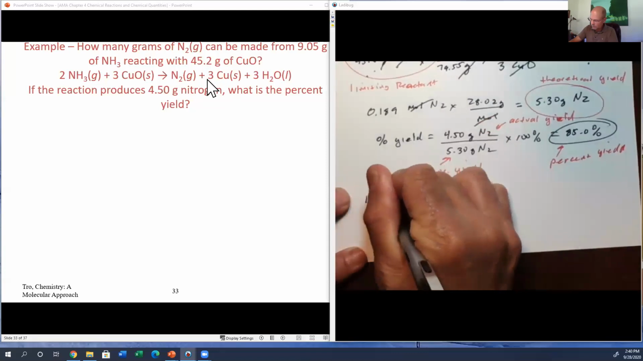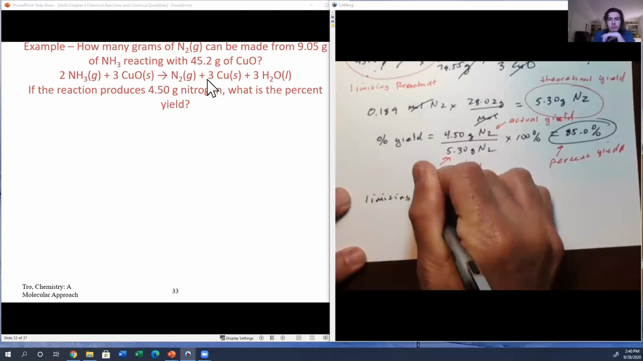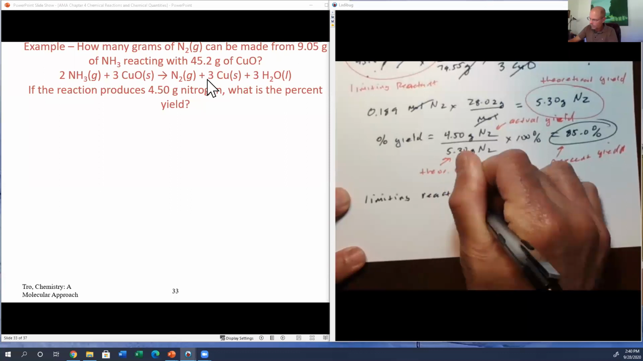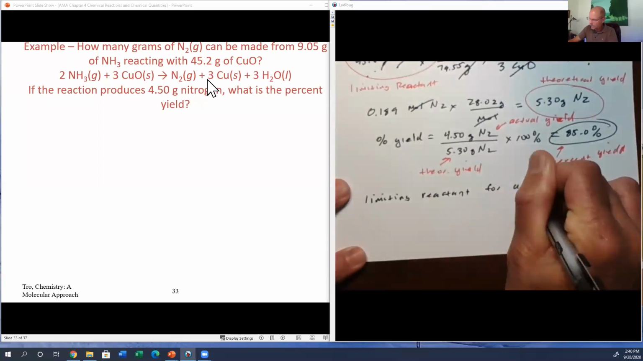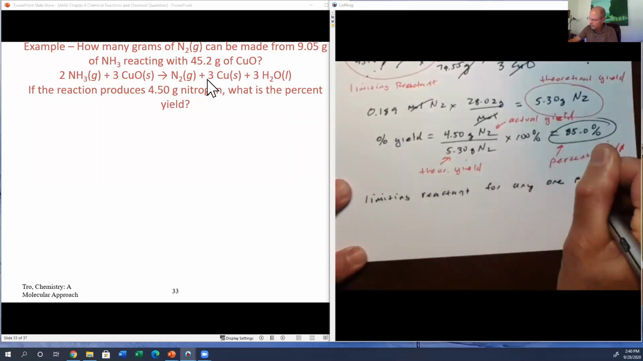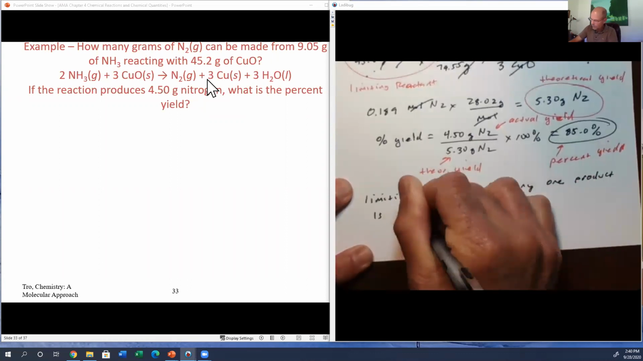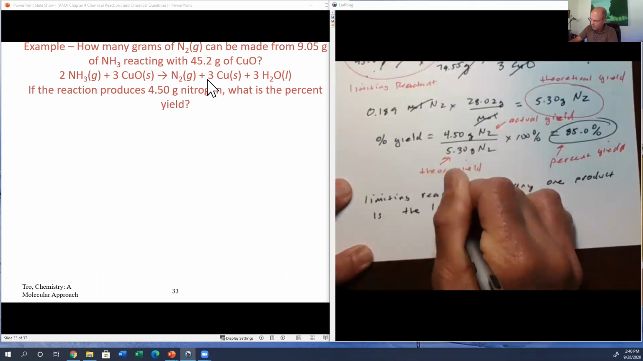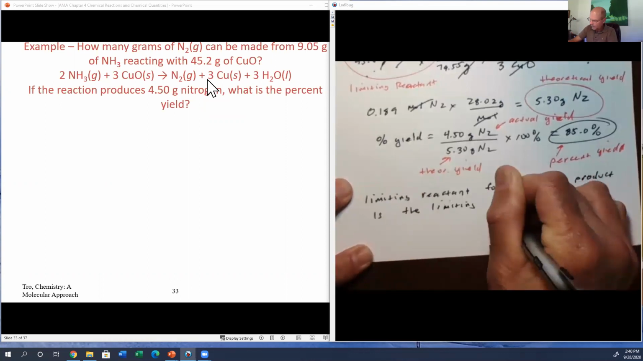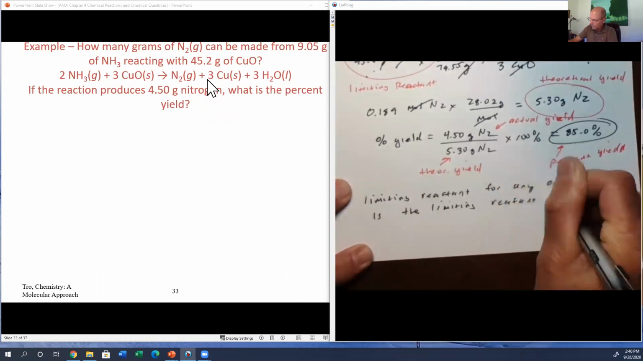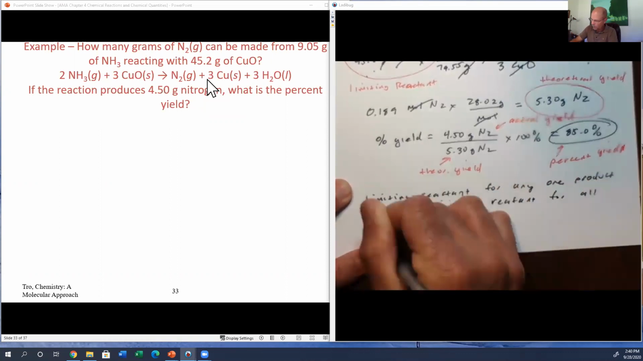Limiting reactant for any one product is the limiting reactant for all products.